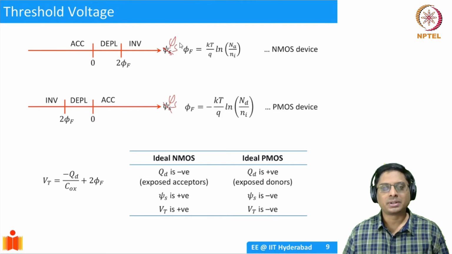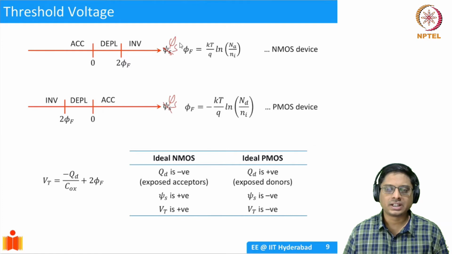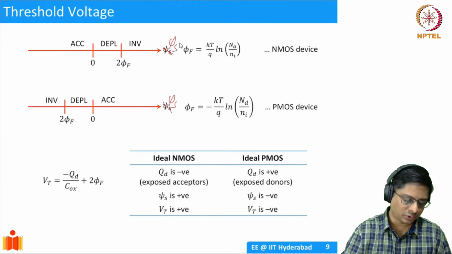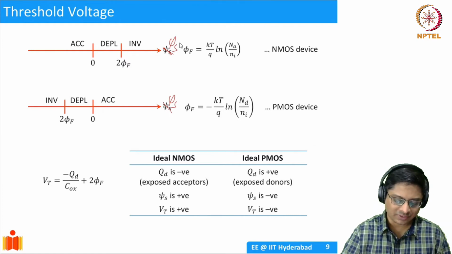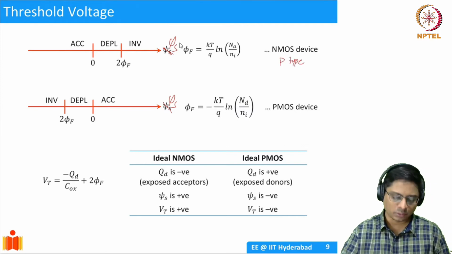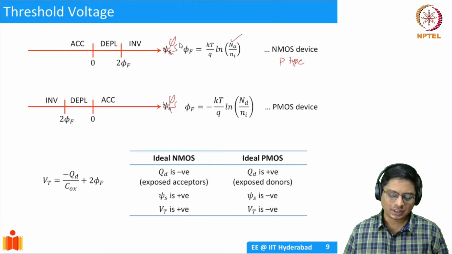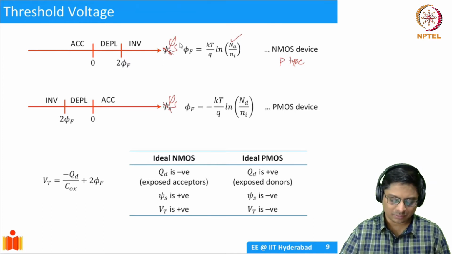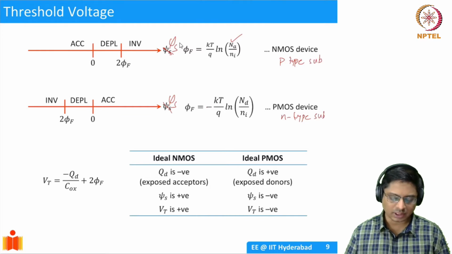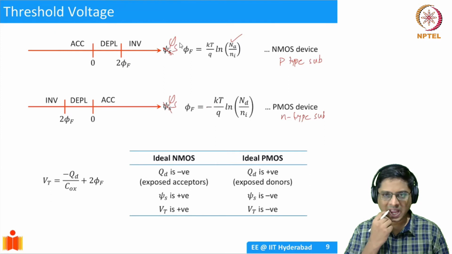We'll consider NMOS and PMOS devices. In an NMOS device, the substrate is p-type, and if the doping density is Na, phi f is given by this. This is now a routine expression for us. For a PMOS device, we can give that as minus kT by q ln Nd. This is N-type doping in the substrate, an N-type substrate. Here it is a p-type substrate. So we can calculate phi f directly.